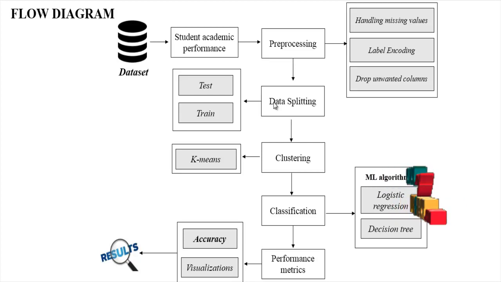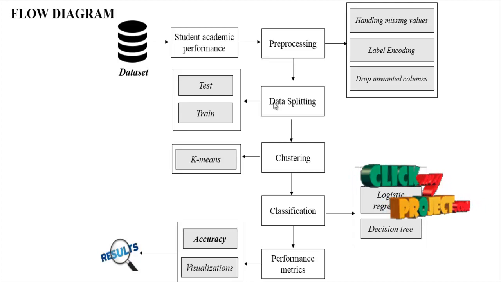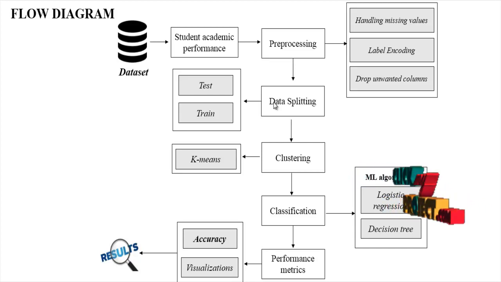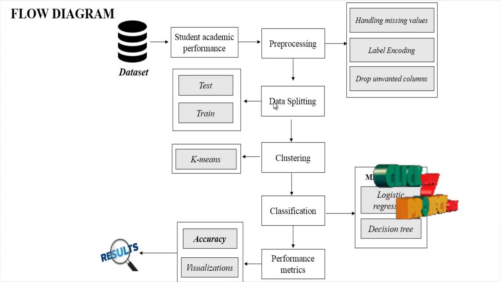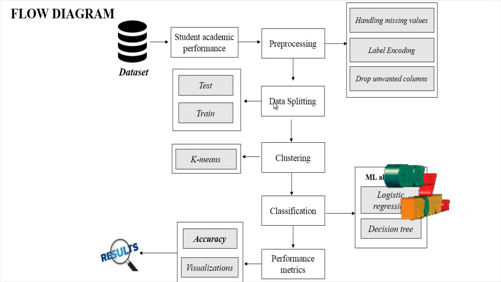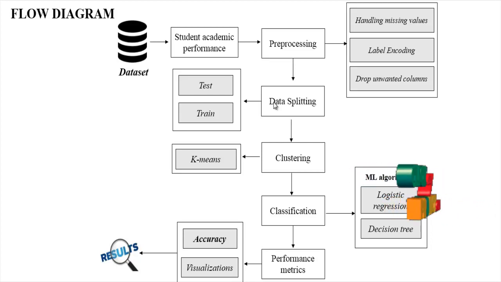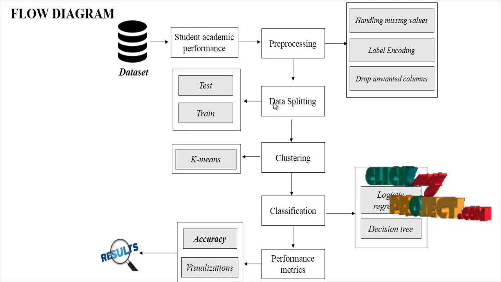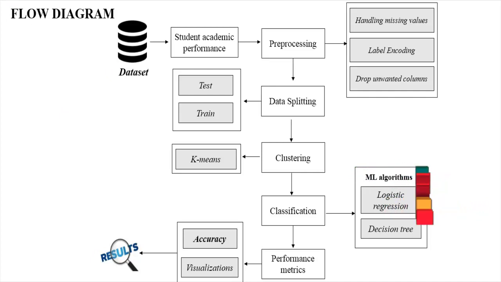Then the performance metrics. Finally, the experimental result shows some performance metrics and visualization, such as accuracy. Accuracy is the overall prediction for the classification algorithm. Visualization means after grouping the data, the result is shown in the form of a graph. So finally we get the result. This is the flow of our process.